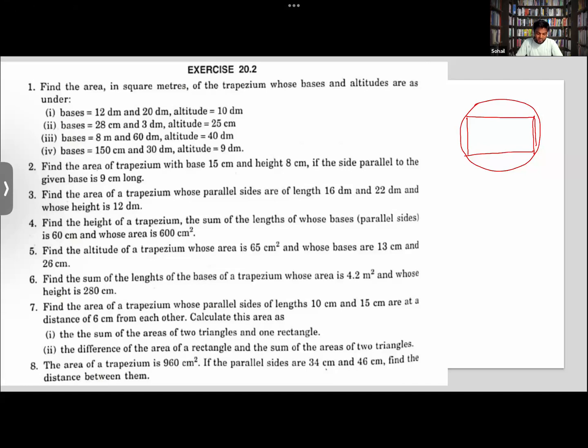So let's start doing the questions. From question number one, which one is difficult? You simply need to know one thing here, that the values are given in decimeter. Somewhere it's given in decimeter. So you just need to know that 10 decimeter equals 1 meter. That is all you need to know.